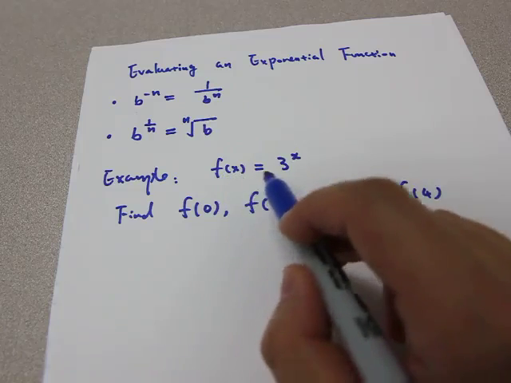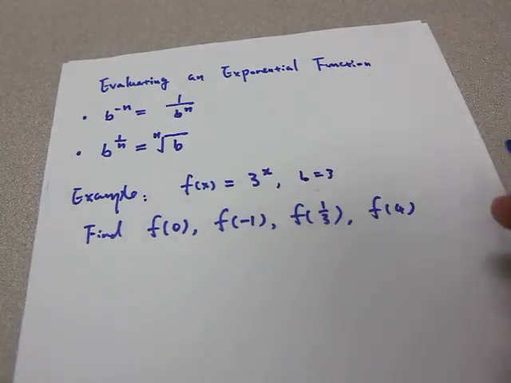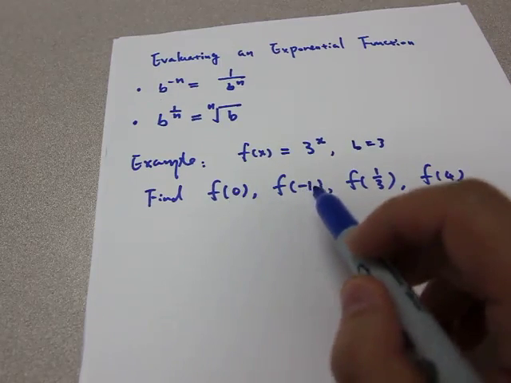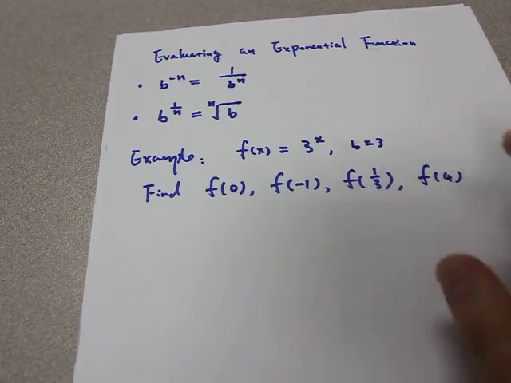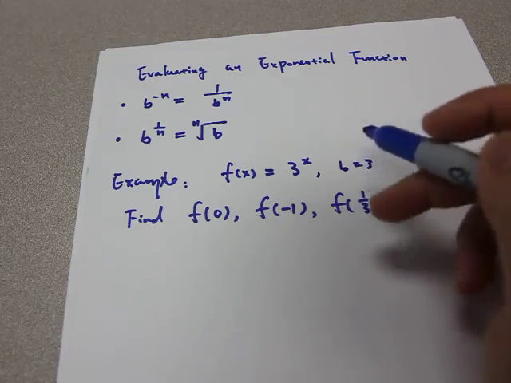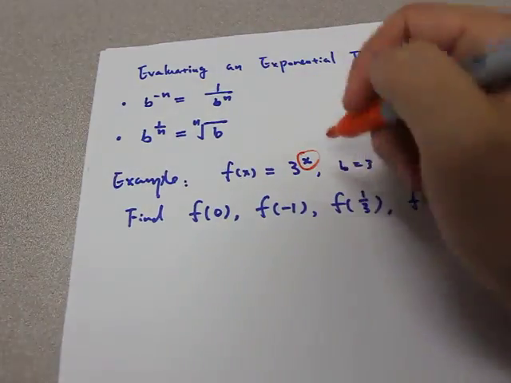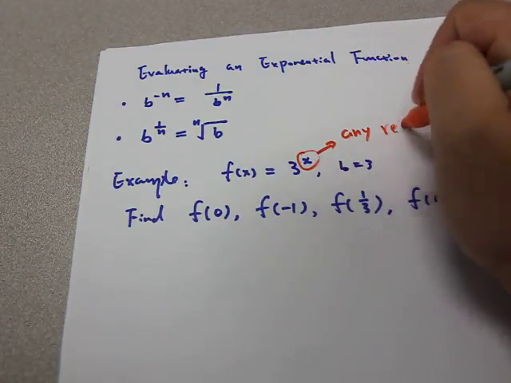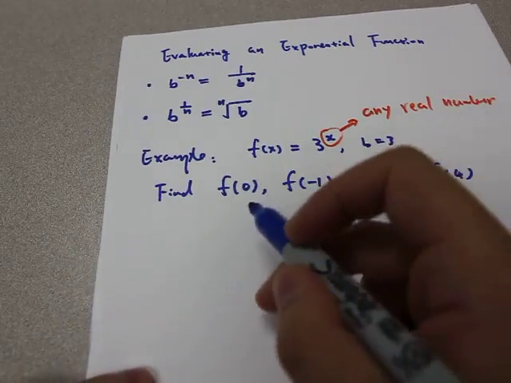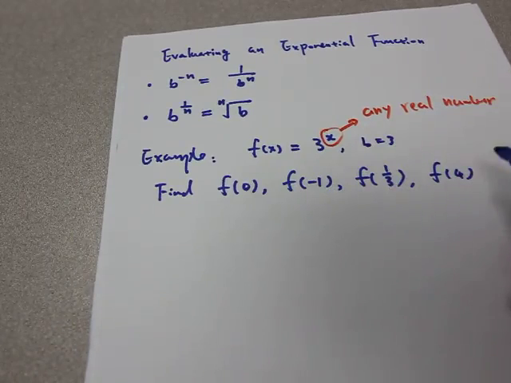Here we have this exponential function f(x) equals 3 to the x. Now, in this example, the base is 3. And we want to find out the function values f(0), f(-1), f(1/3), and f(4). Now, please keep in mind, we said we wanted the b to be a positive number, but the input x can be any real number. So that's why we can use 0 as x, negative 1 as x, 1/3 as x, and 4 as x.